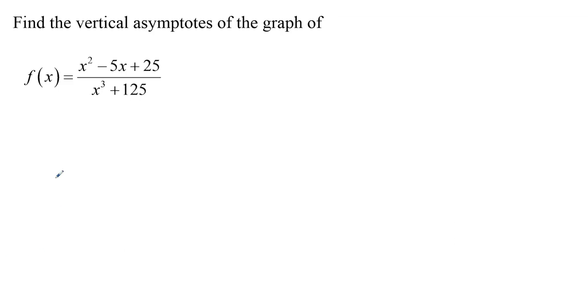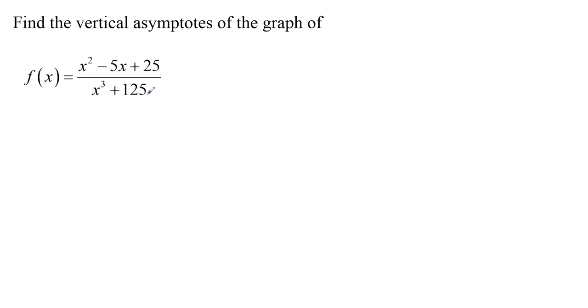Okay, let's look at the next one. Find the vertical asymptotes of the graph of the following equation. Okay, vertical asymptotes. Well, let's take a look at this thing. x squared minus 5x plus 25. That thing doesn't look like it's going to factor very nicely for me. I don't think it's going to factor at all because there's no two factors of 25 that both have to either be positive or both have to be negative and add up to negative 5. I mean, I'd have to have negative 1 and negative 25, or negative 5 and negative 5, neither works. So that's not going to factor to a whole number.